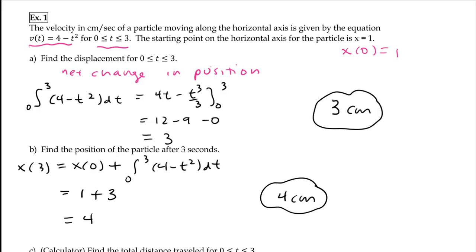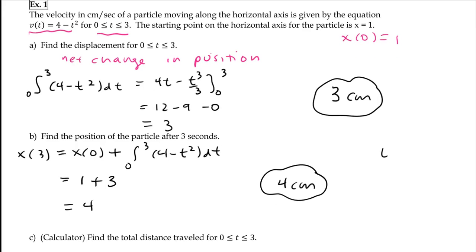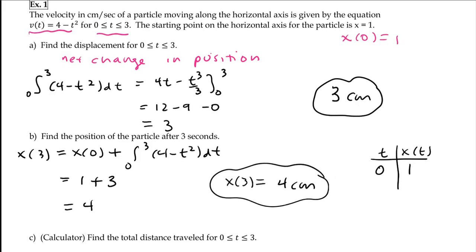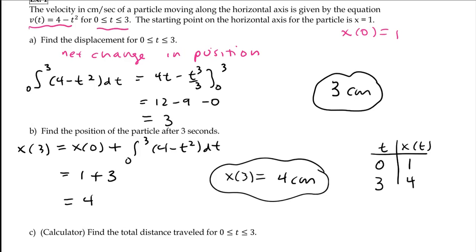If you remember what I did yesterday, I made a table to link these two questions together. Look at if you have time and position. At time 0, you're at 1. They told us that up here. We just found out that, and actually let me fix this, and let's write x of 3, at time 3, you're at 4 centimeters. What was the net change? Look up above. Wasn't the net change 3? So if I started at 1 and it changed by 3, it would make sense that I end up at 4. Okay, because 3 is the net change.